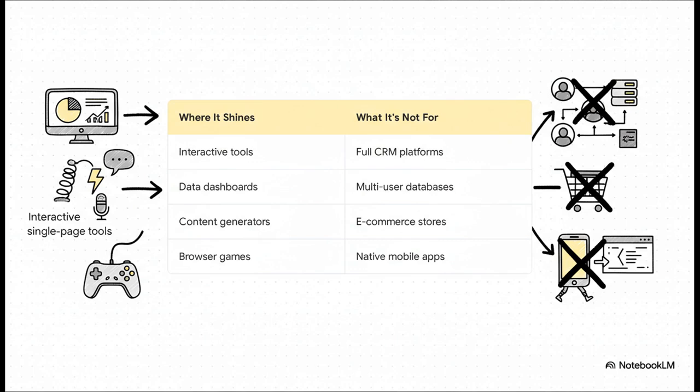Where does it absolutely shine? Things like interactive, single-page tools, data dashboards, content generators that pull from APIs, quizzes, lead magnets. You can even build browser games. It can handle a ton. So what is it not for? Well, anything that needs a big traditional backend. We're talking full-blown CRMs, e-commerce stores to process payments, or native mobile apps for your phone.